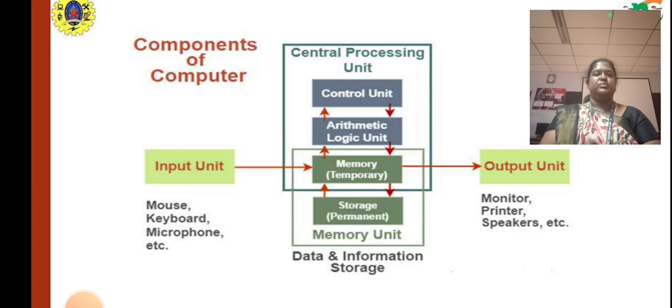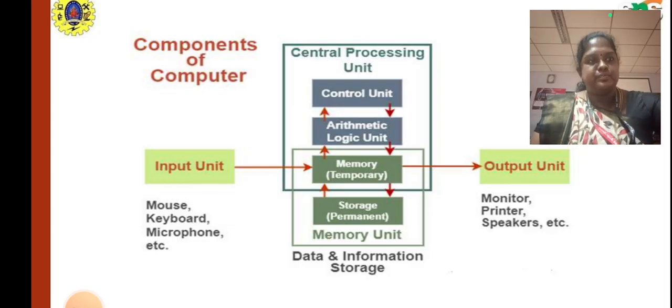While the user gives an input by mouse, keyboard, microphones, etc., it gets processed in the central processing unit and then the output is shown on the monitor, speaker and printer too.